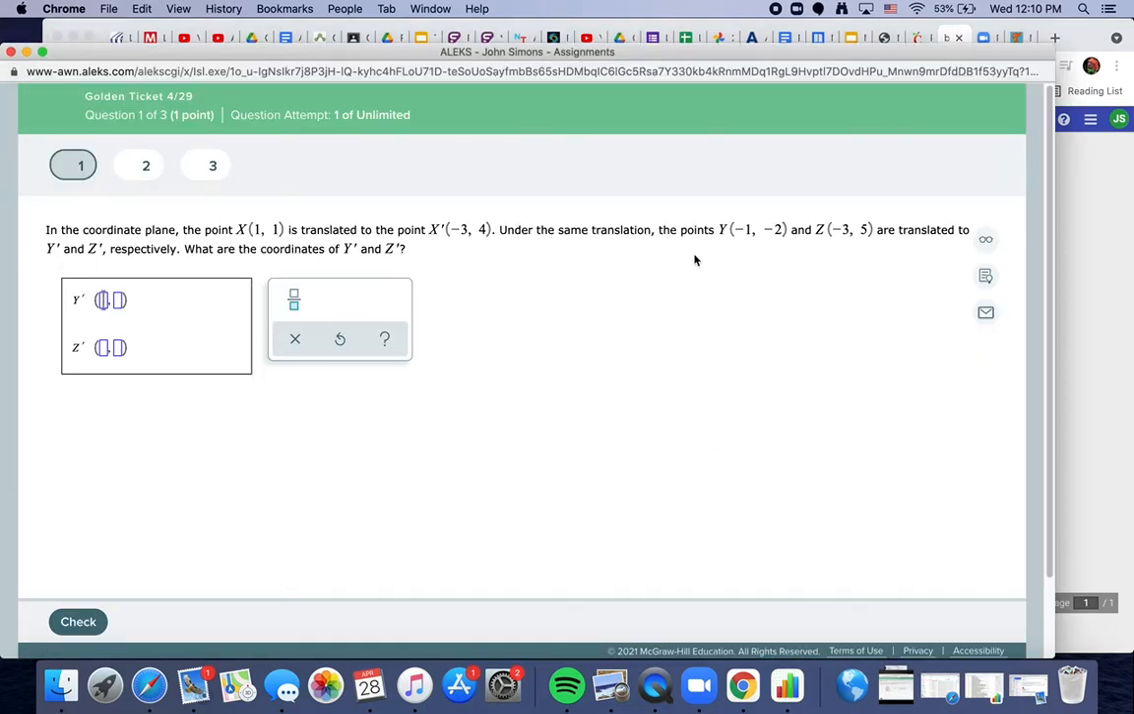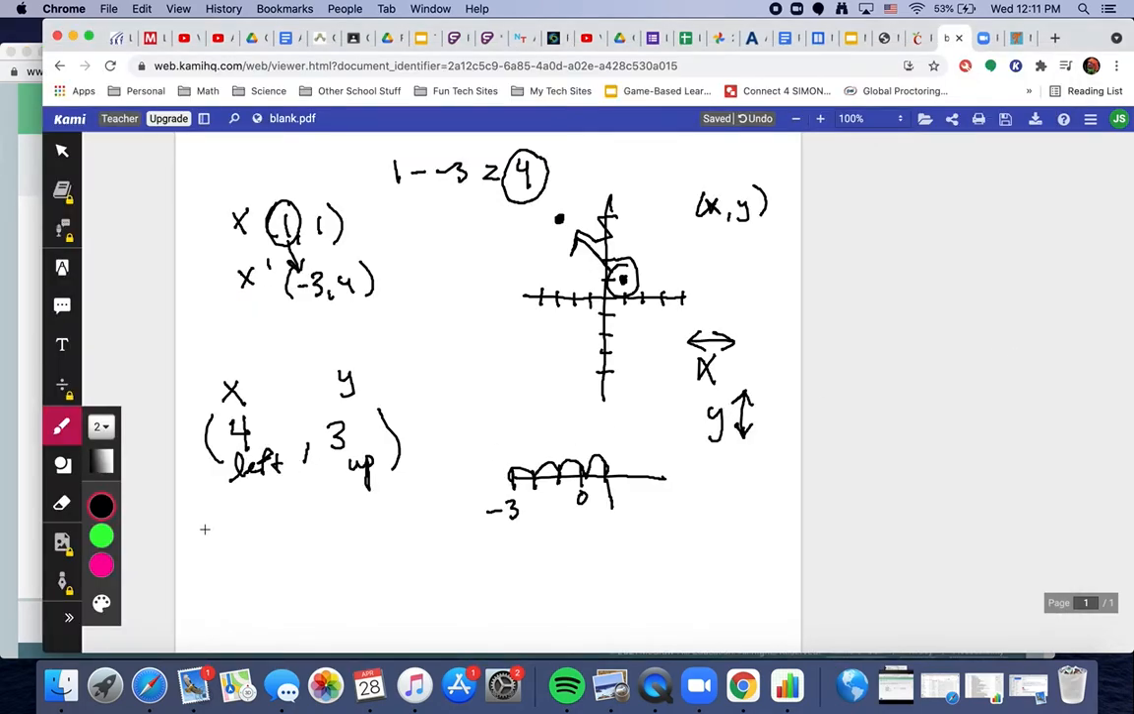So my y coordinate is (-1, -2). So let's put that in. So we got my y coordinate is (-1, -2). So to get to y prime, I'm going to take my original and go 4 units to the left and 3 units up.